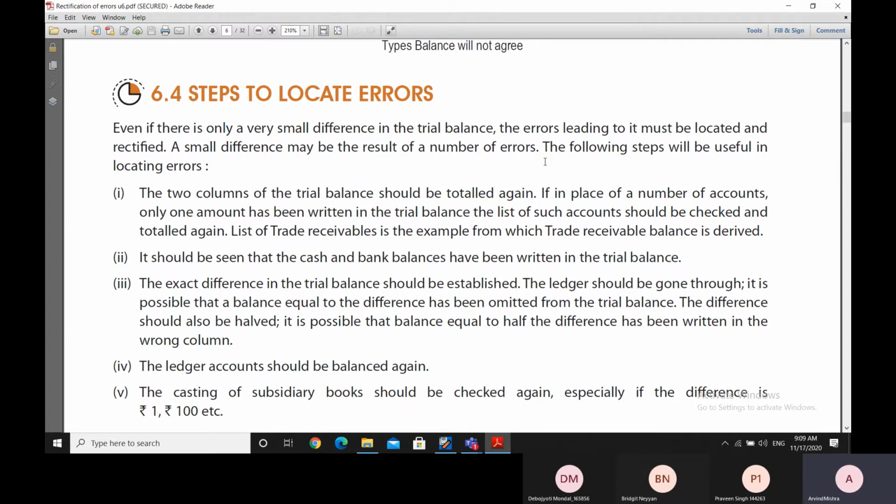Then we should also check if, in the place of a number of accounts, only one amount has been written in the trial balance. Then the list of such accounts should be checked and totaled again.